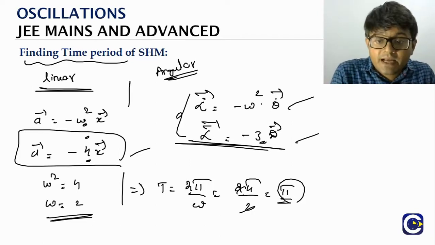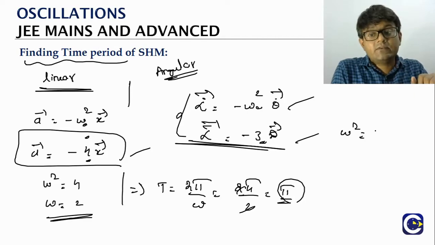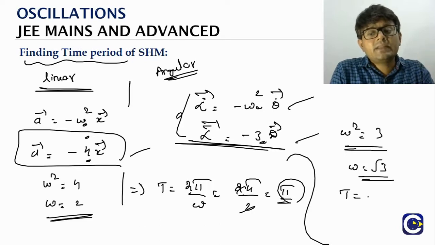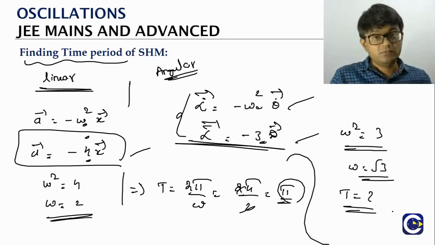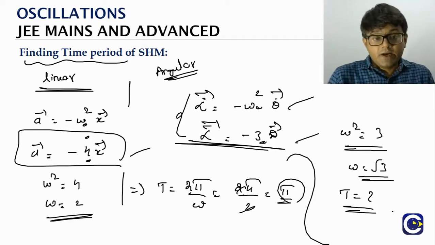Now when you compare the given equation with the standard equation, what will we get? Here we will straight away get ω² is equal to 3. ω² is 3 means ω will be equal to root 3. From there again we can find the period value. Period will be 2π by ω. So that is how we will be able to find the time period of SHM.